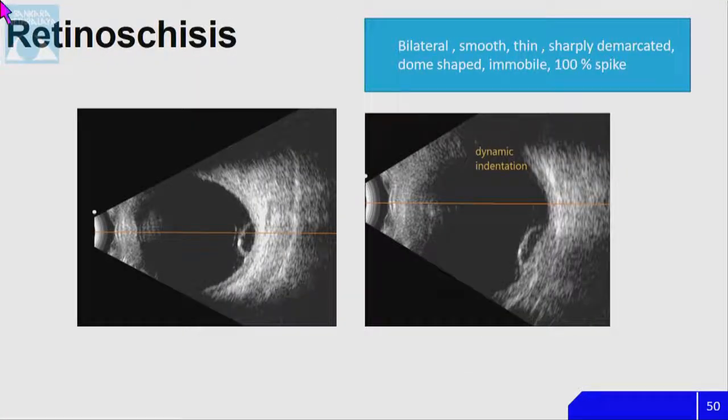So retinoschisis is a bilateral, smooth, thin, sharply demarcated, dome-shaped membrane. In a dynamic indentation, the space between the retinoschisis and the sclera disappears in a total retinal detachment, whereas in a retinoschisis, it reduces but never disappears.